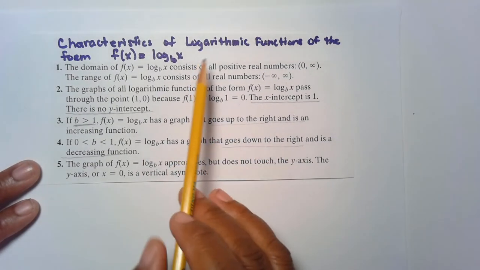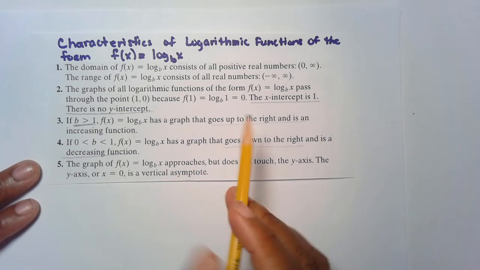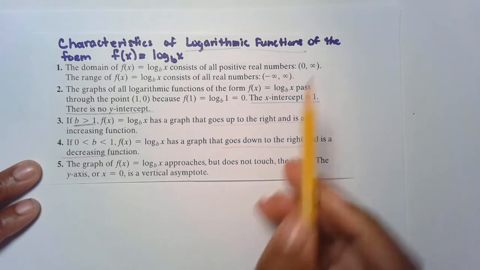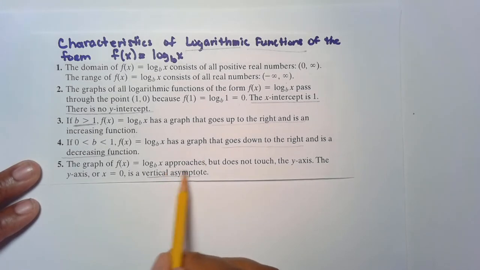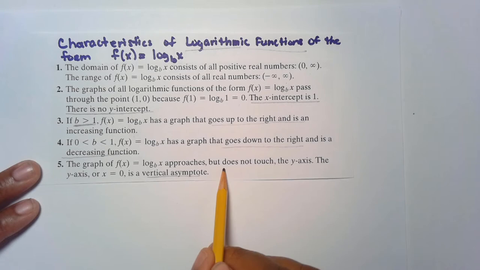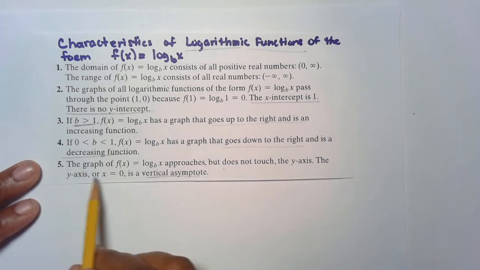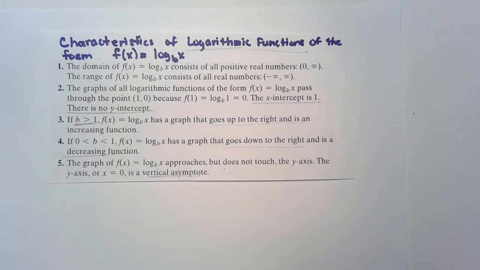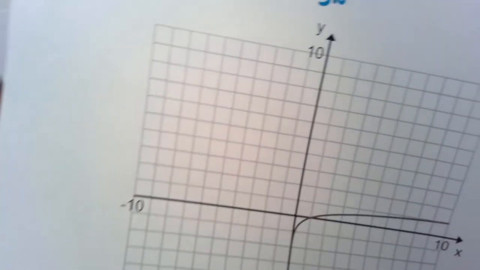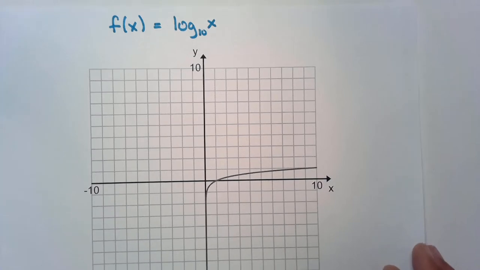Whereas the exponential function has a horizontal asymptote, the logarithmic function has a vertical asymptote. It approaches but does not touch the y-axis. The y-axis, or we can say x equals 0, is called the vertical asymptote. So here's an example of a logarithmic function with base 10.